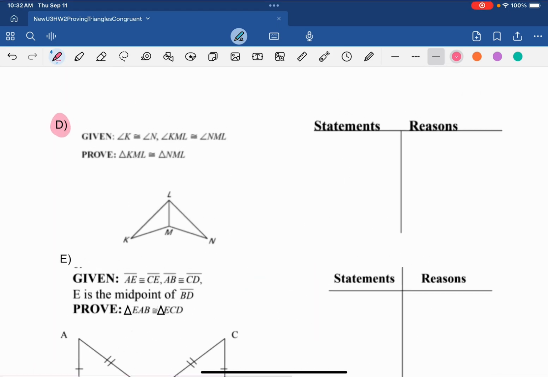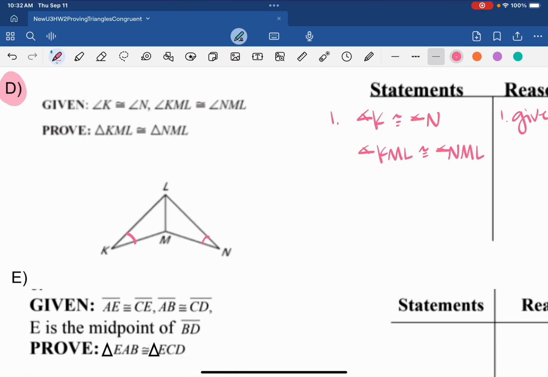So up here on D, I want to start on this one. We always want to mark things in our given. So I'm going to go ahead and mark angle K is congruent to angle N, and angle KML is congruent to angle NML. We also want to mark it in our picture. So step 1 is our given. Mark it in the picture. Angle K is congruent to angle N, and KML is this angle here in the middle, congruent to NML.